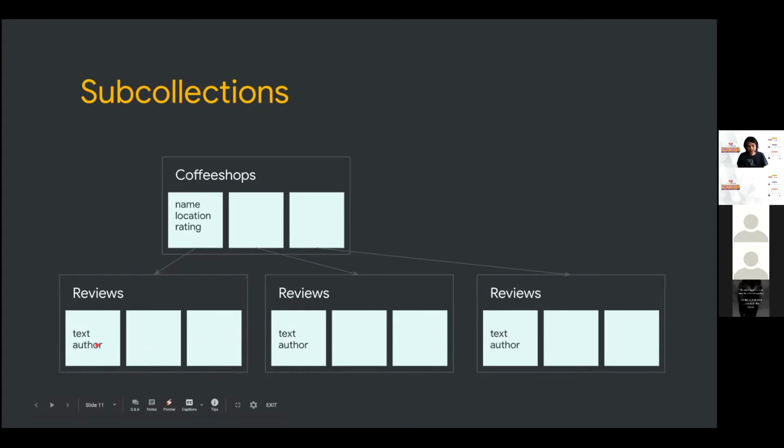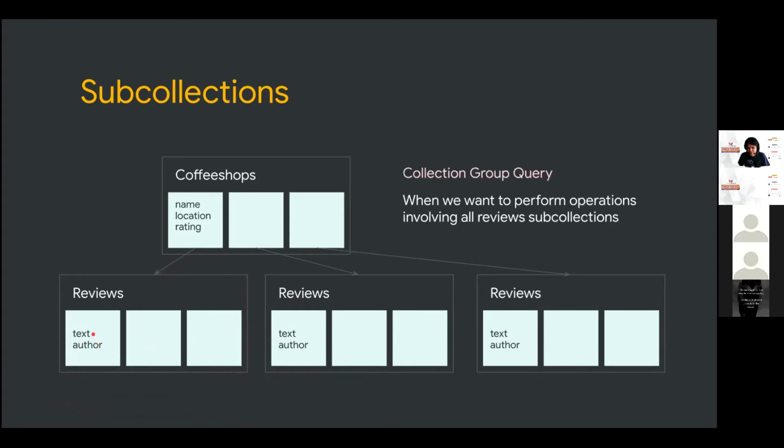Another thing to keep in mind with subcollections is if you want to perform queries that involve all the reviews. For example, again, if you want to get all the reviews written by a particular author for all restaurants, that would involve querying all these review subcollections. To do that, we need to perform a collection group query. So basically, there's a trade-off, whichever you use, subcollections or separate root level collections, but it's not really bad. You just need to know about it so you can do it when you need to.